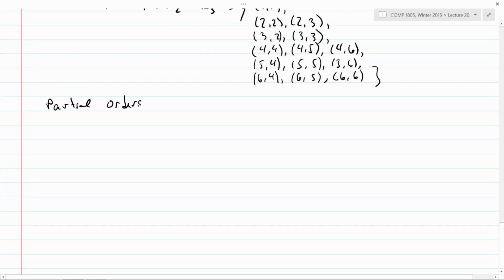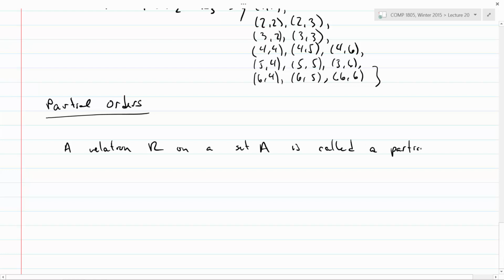next kind of relation, and that is the partial order. These are also called partial orderings. When we looked at equivalence relations, we looked at symmetric, reflexive, and transitive. For partial orders, we're going to look at something slightly different, and I'll talk about it in a second. So a relation R on a set A is called a partial order, or sometimes a partial ordering, if it satisfies three conditions.